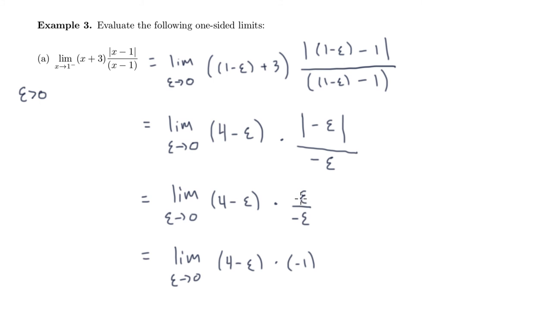And recall that I can actually cancel these factors of epsilon because I actually don't want to consider the case when epsilon is equal to 0, only when epsilon is really, really close to 0. Okay, but now if I let epsilon go to 0, this goes to 0, and I just have 4 times negative 1, so the limit is equal to negative 4.